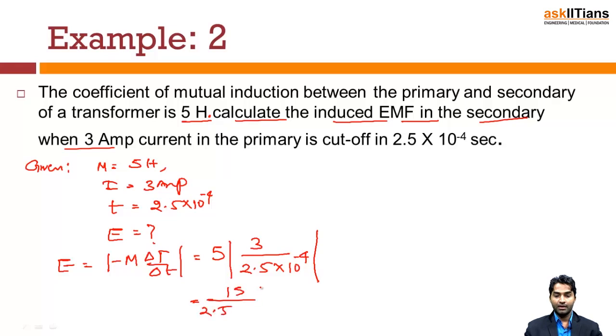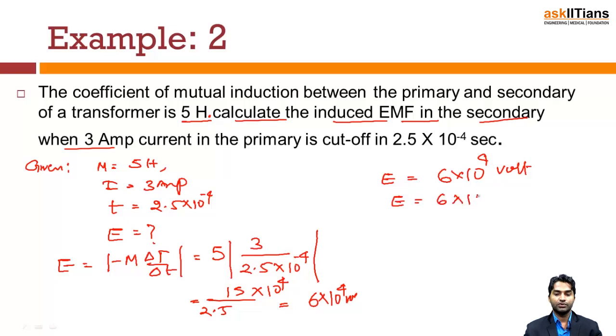On taking these values, we get 15 upon 2.5 into 10 to the power minus 4. So we finally get 6 into 10 to the power 4 volt. Although its nature would be of opposing tendency, we are calculating the magnitude, so we take it as positive. This would be the final answer: E is equal to 6 into 10 to the power 4 volt. The key formula used in this question is E equal to M into del I by del T.